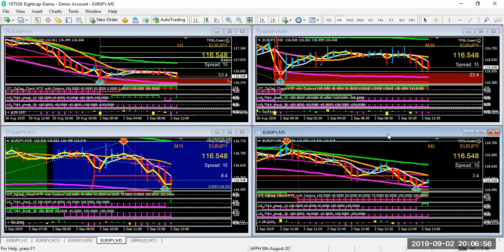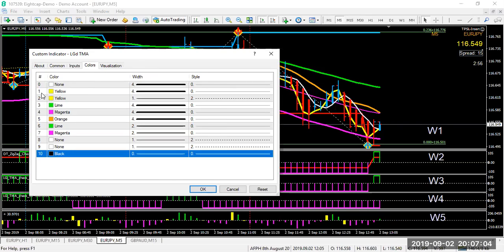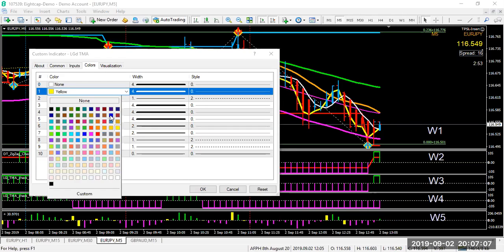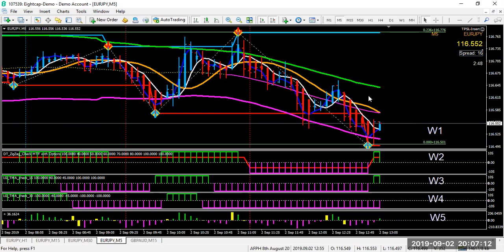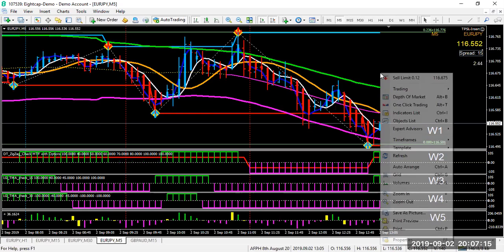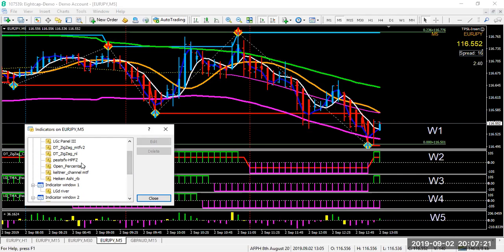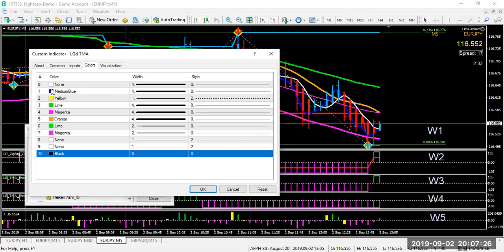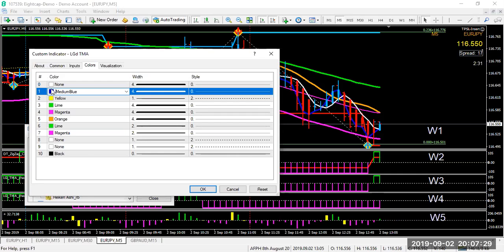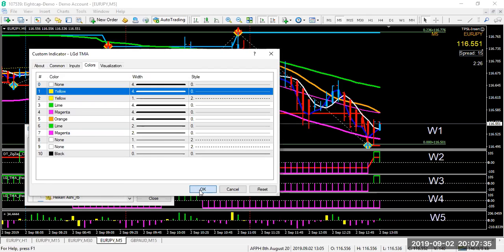I've always said that if you're not happy with a color, you can always change it so it's easier to see. So for those that find it hard to see the blue one, all you need to do is right click and select indicator list and go to LGTMA and just change it to yellow or another color if you prefer.